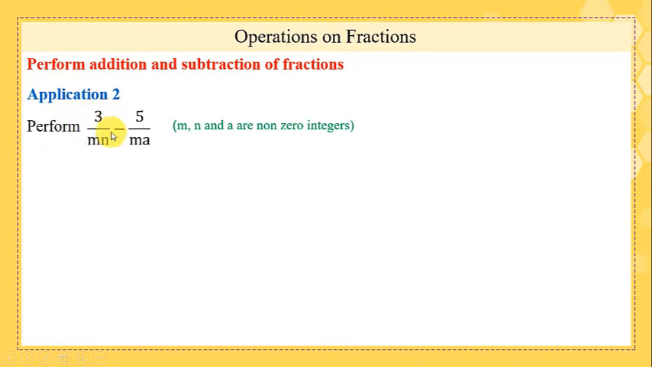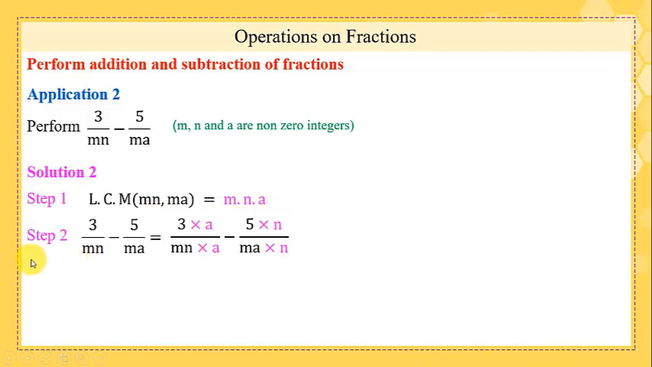Perform 3 over mn minus 5 over ma. Please pause the video and try to solve this application. Solution. First step. The LCM of mn and ma is equal to m times n times a. Second step. We must multiply mn by a to obtain mna and ma by n to obtain mna.